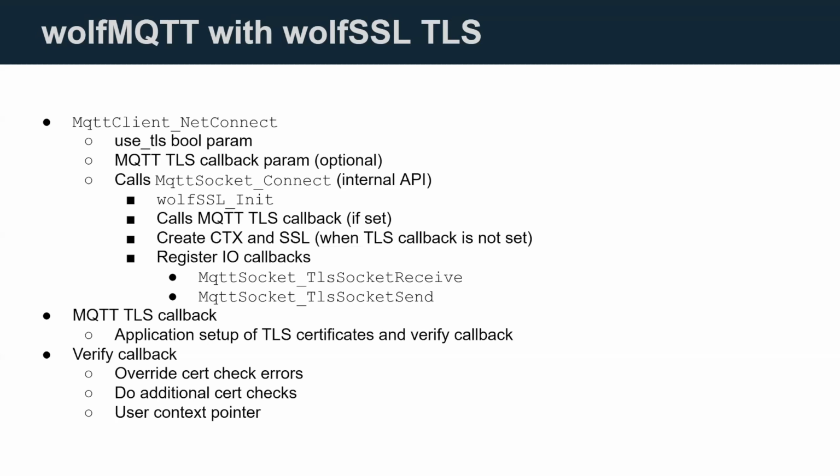You can also set up a verify callback, which can be used to override client-side failures during the TLS connection. Or you could also use the callback to do additional verification of the server certificate during the handshake. The verify callback also takes a user customizable context field. In the examples, we pass the MQTT client structure, but it could be any data relevant to your application.